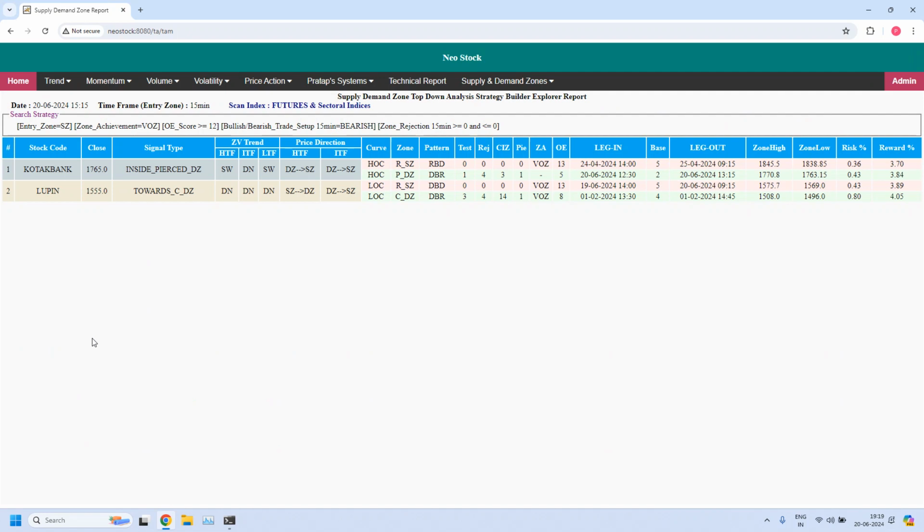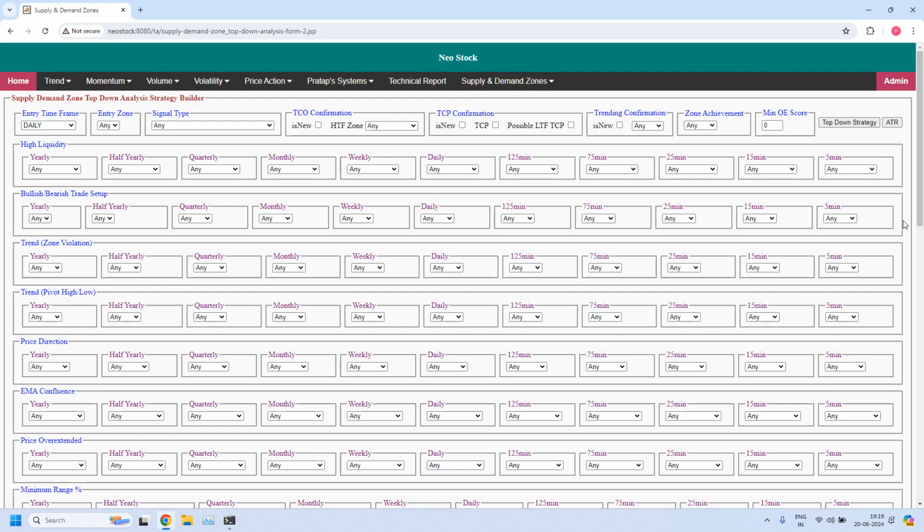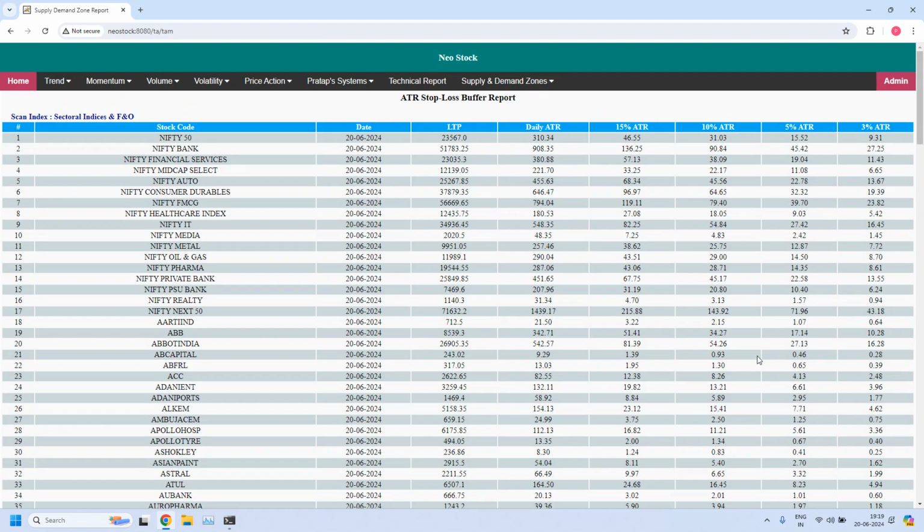And in the final report, let us generate stop buffers based on daily ATR. So I am generating based on daily ATR. So this is the report.